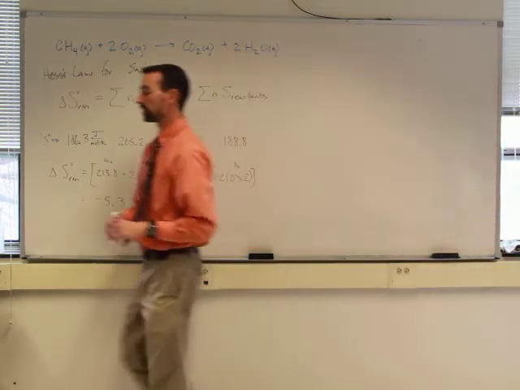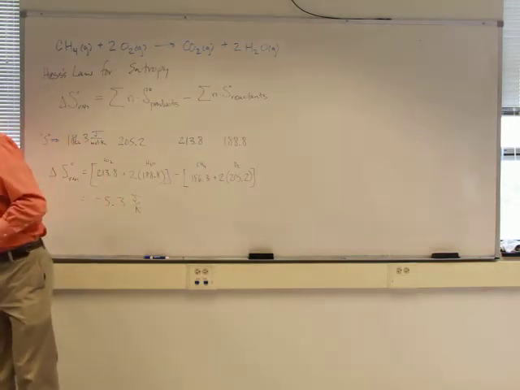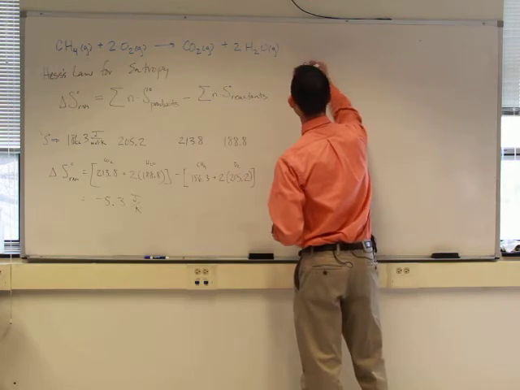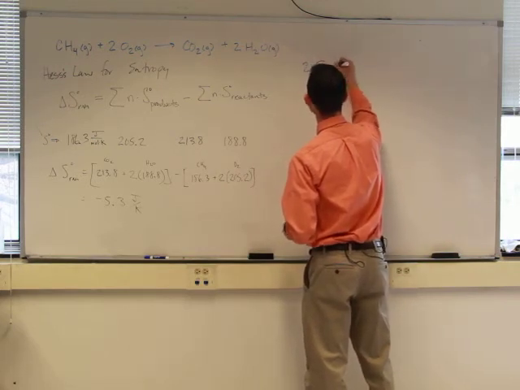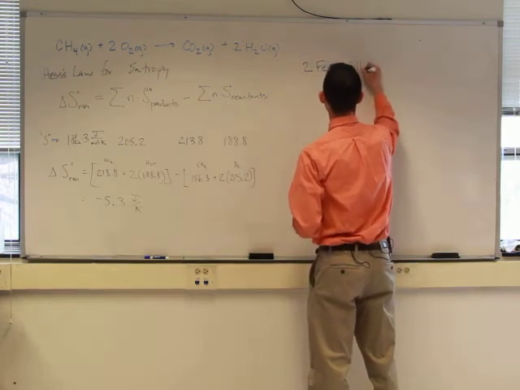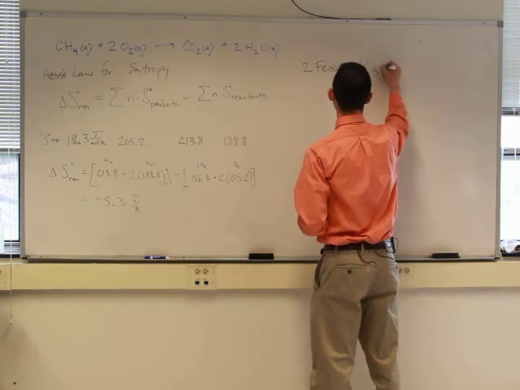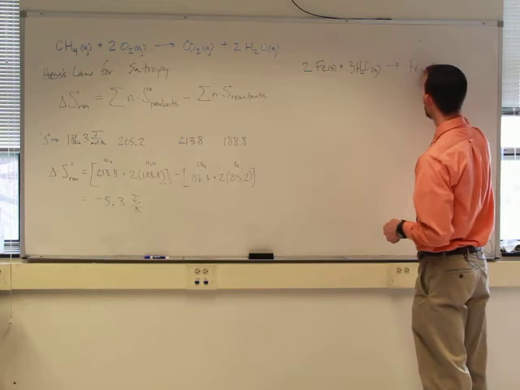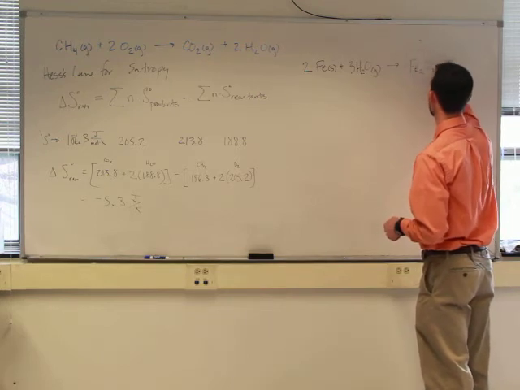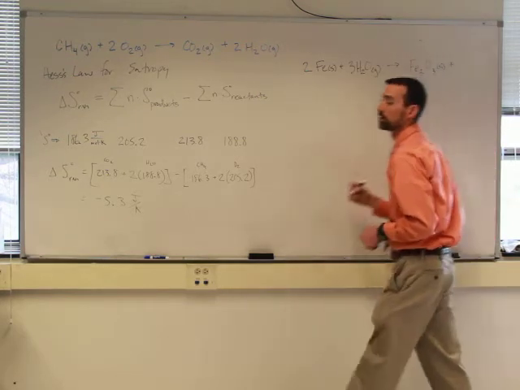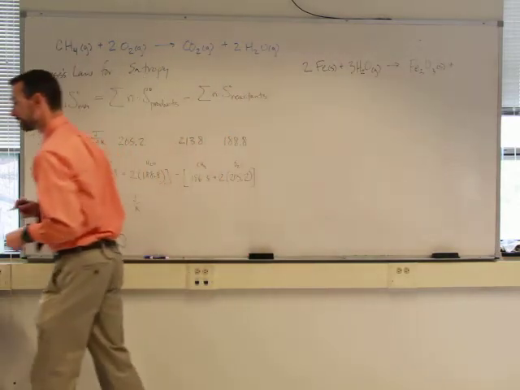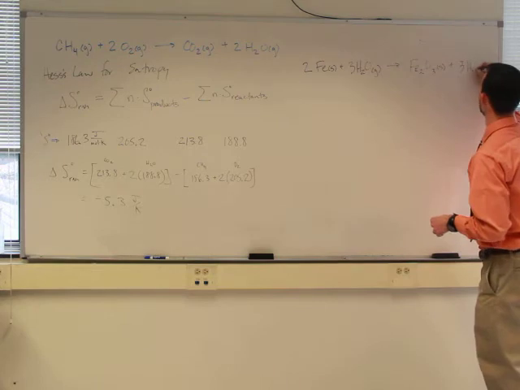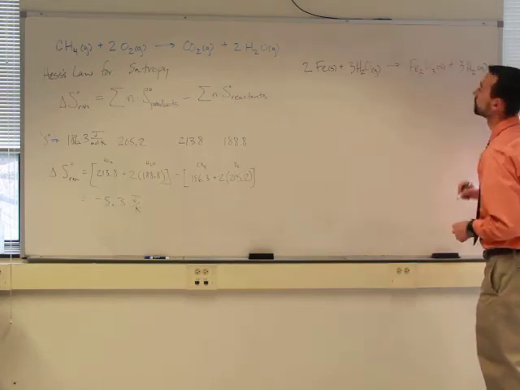Okay. So another reaction: 2 iron plus 3 water vapor. So 2 moles of iron, which is a solid, plus 3 H2O gas. This is going to produce iron 3 oxide, Fe2O3 solid, plus 3 moles of hydrogen gas.